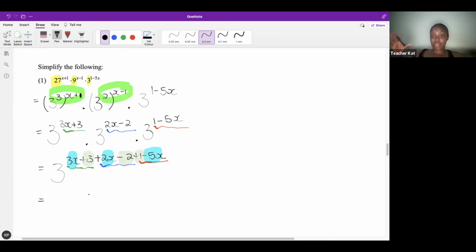Do you guys agree with me? The x's have now vanished. Yes. So let's move on to the numbers. 3 minus 2 plus 1. It is 3 squared. And what's 3 squared, guys? It is 9. All of that's just for the answer to end up being 9.